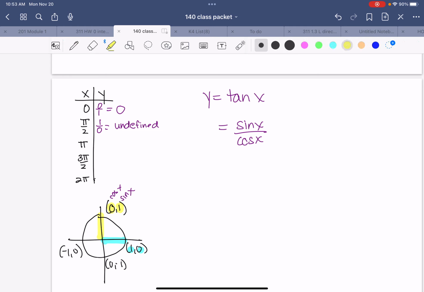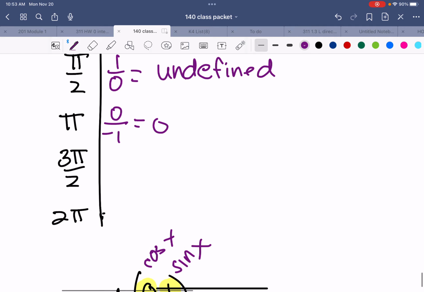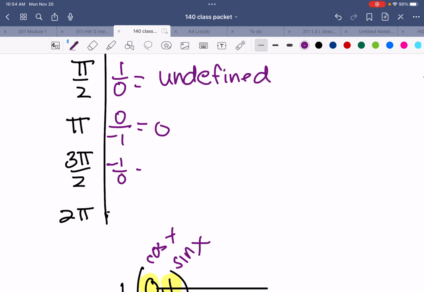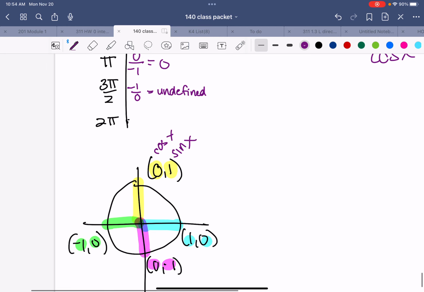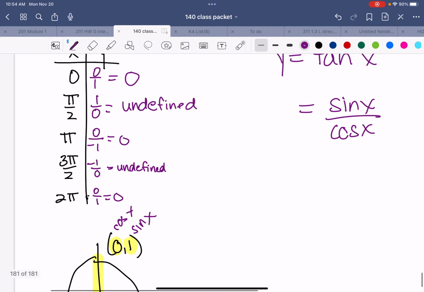Okay, at pi, you're taking the second over the first. So that's 0 divided by negative 1. And that just is 0, right? Divided through on your calculator comes out to be 0. And then at the bottom, we've got our 3 pi over 2, and that's the negative 1 divided by 0. But you can't divide by 0, so this one's also undefined. And then when you get all the way around to the blue one again, that is your 0 divided by 1. So that's just 0.